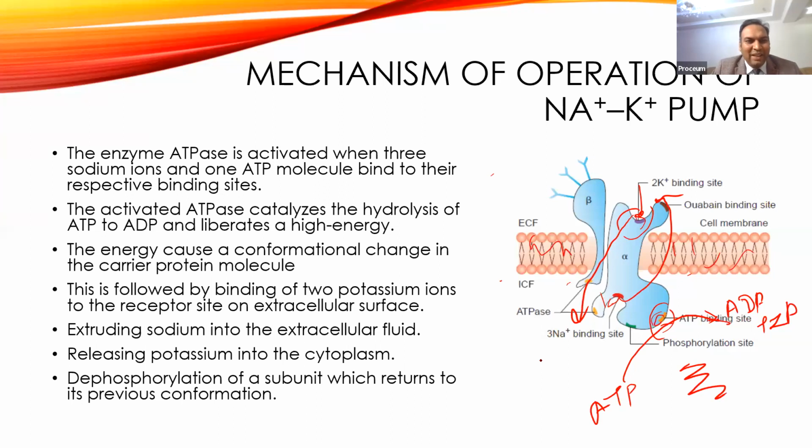We don't need ADP, we need ATP. Whenever ATP is converted into ADP, it will release the bond energy. Then again, this ADP goes to the mitochondria, and in the mitochondria, this ADP is converted into ATP with the help of the electron transport mechanism.